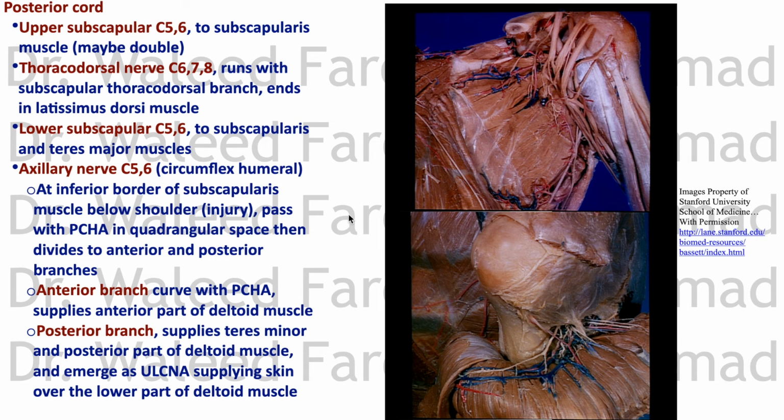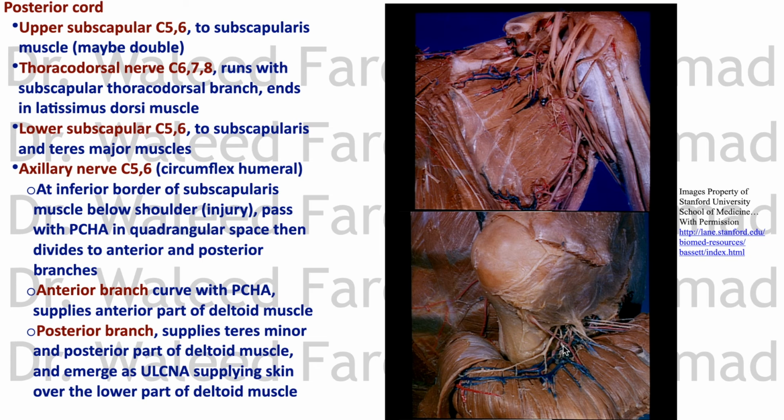The axillary nerve, or called the circumflex humeral nerve, as you can see here, this is the left shoulder. This is anterior, this is posterior. The deltoid muscle is reflected, as you can see here, and you can see the branches of the axillary nerve. Okay? The axillary nerve at inferior border of subscapularis muscle below the shoulder. I told you before, it's more liable to injury in this location. Runs with posterior circumflex humeral artery in the quadrangular space, then divides into anterior and posterior branches.